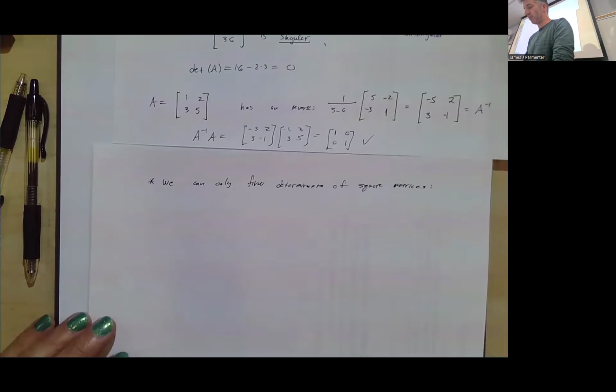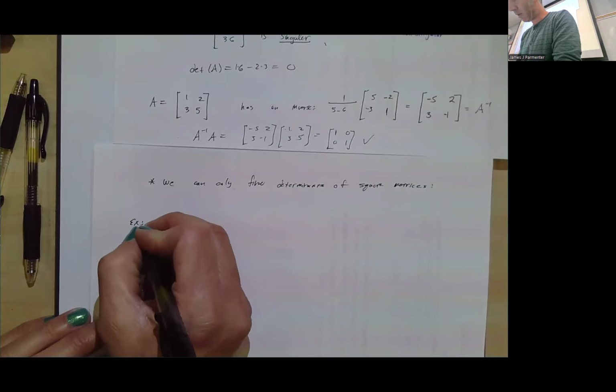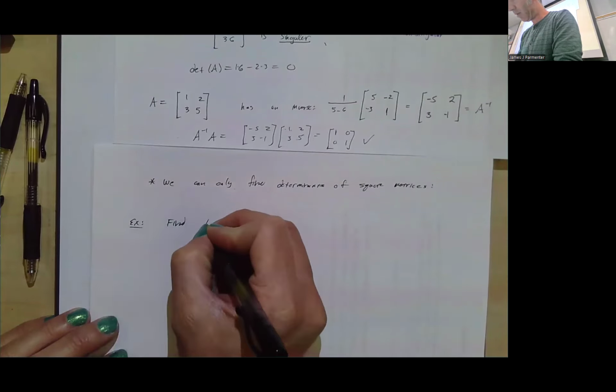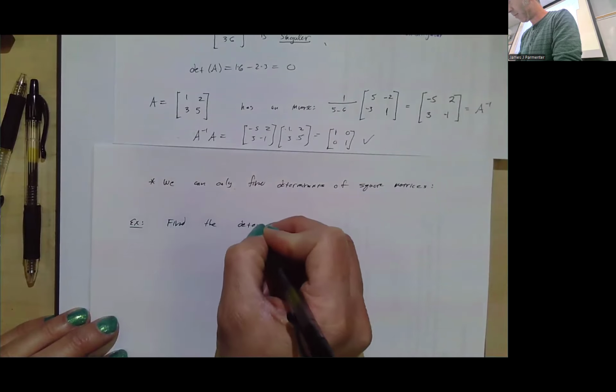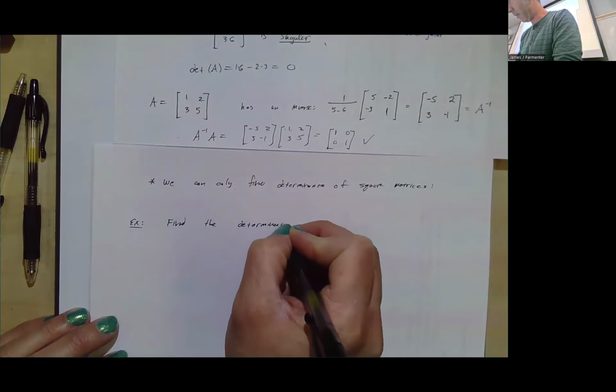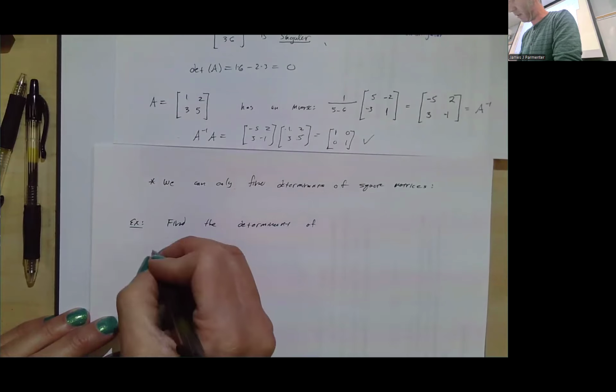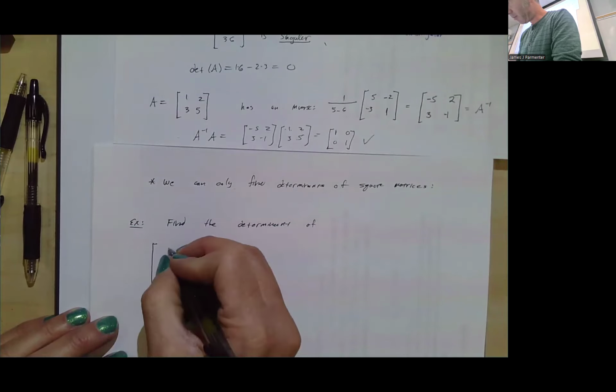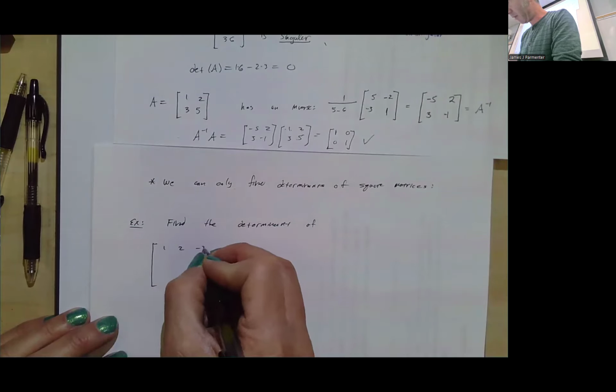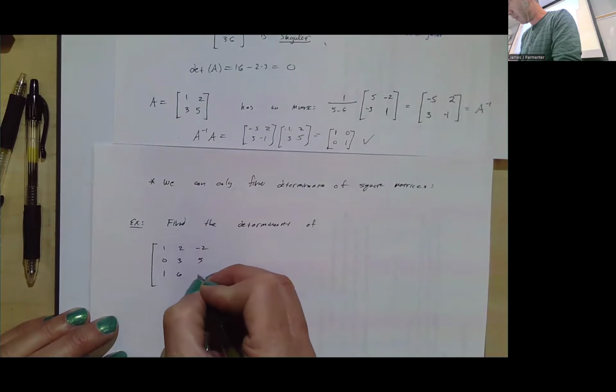So let's look at an example here. We're going to find the determinant of a 3x3 matrix I'm about to make up. Let's say it's this one. 1, 2, -2, 0, 3, 5, 1, 6, 1.